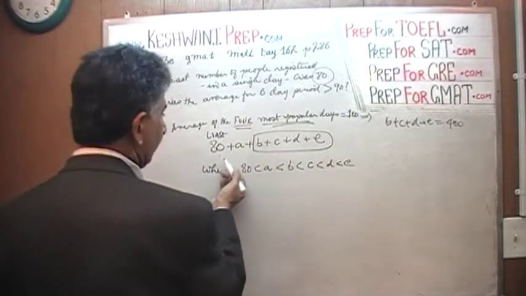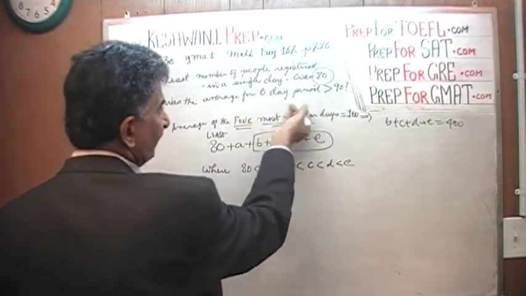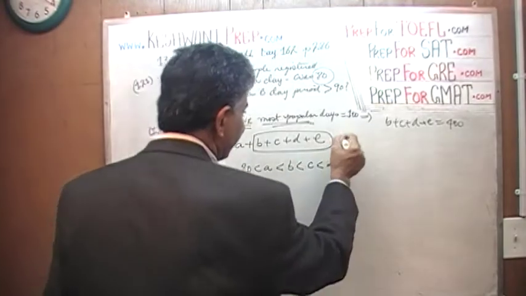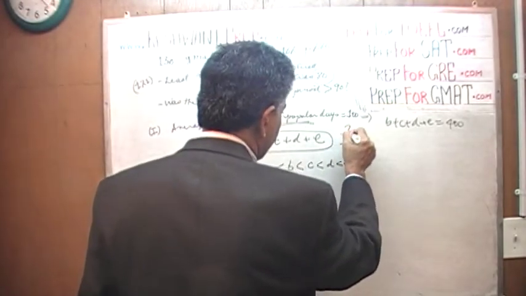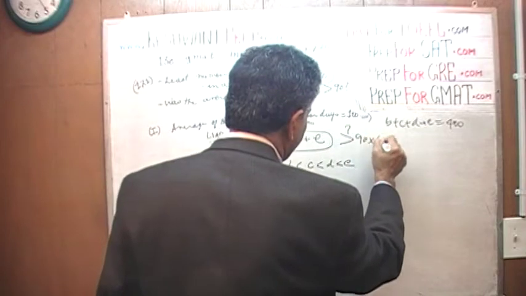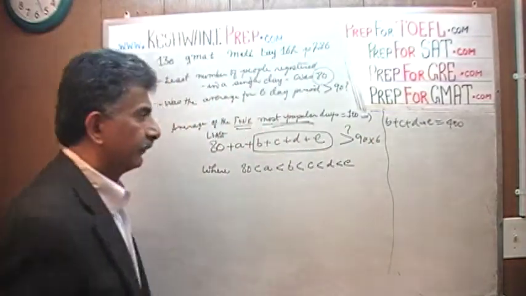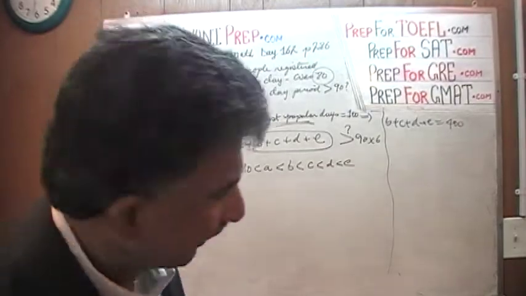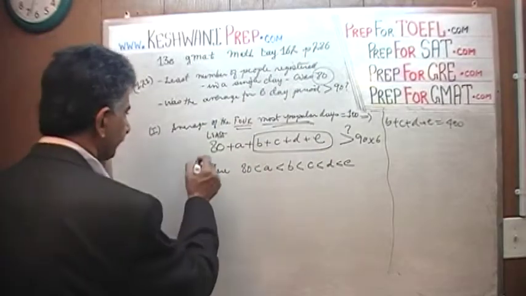And the question simply is, is the average of these 6 days more than 90? Which is the same as asking, is the sum of these 6 numbers greater than 90 times 6? Because if their average is 90, then their sum must be 90 times 6. Let's see what we can do here.